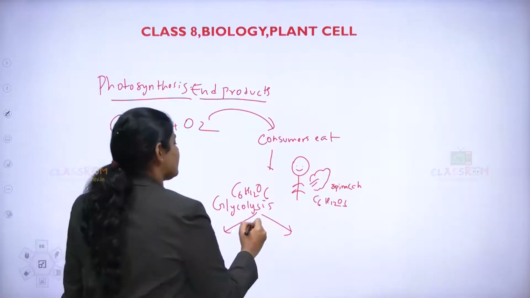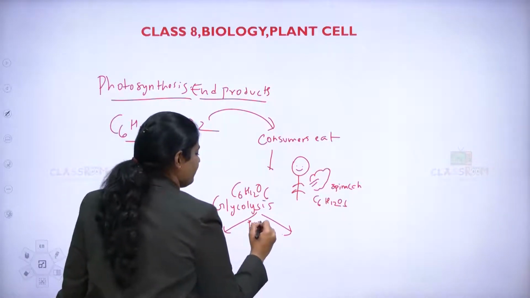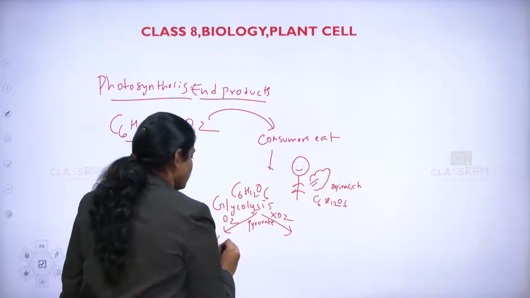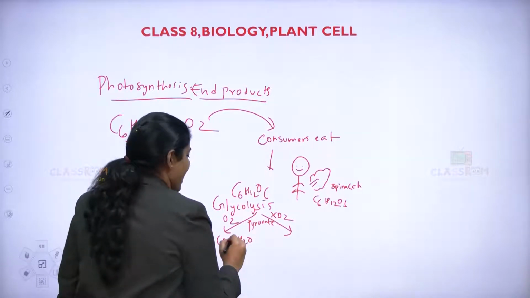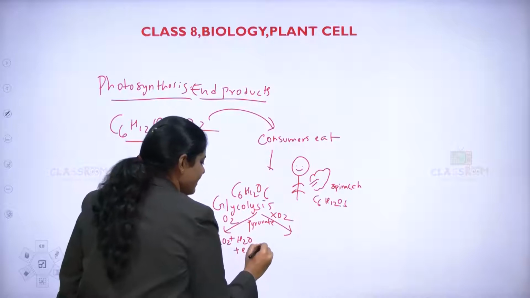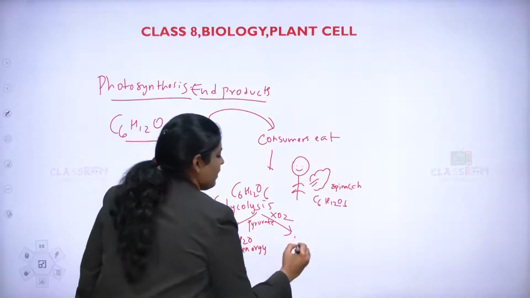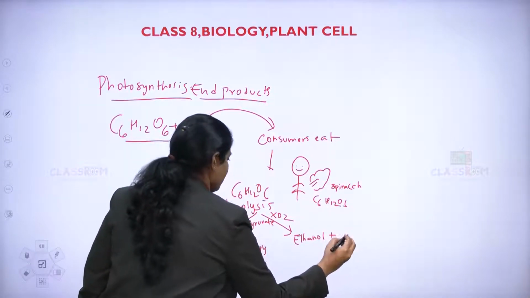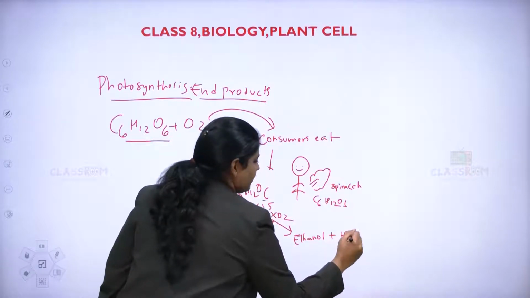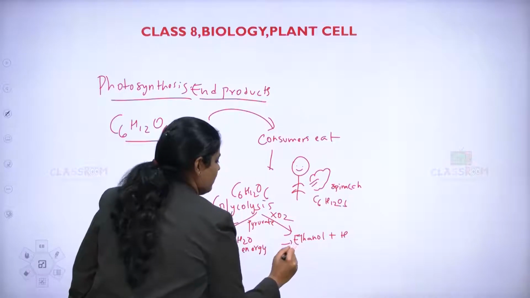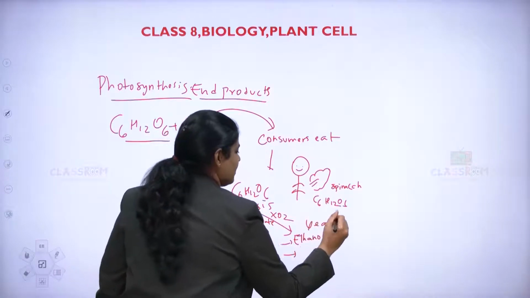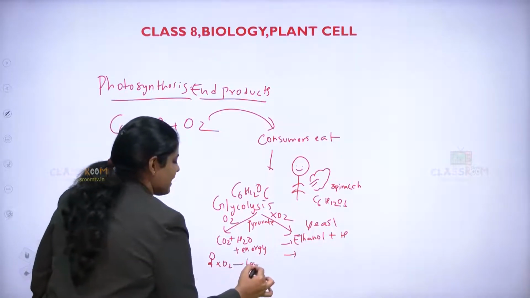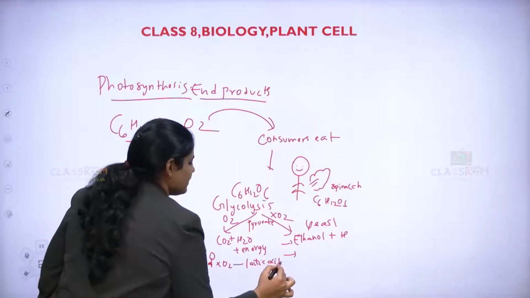Alright. So first it will be converted into pyruvate, then it will be converted in presence of oxygen or in the absence of oxygen into carbon dioxide, water and energy, or it can be converted into ethanol and water, but very little energy. Okay, this only happens in yeast, and in humans, in absence of oxygen, there is lactic acid formed. So I'll be talking about this now in detail.